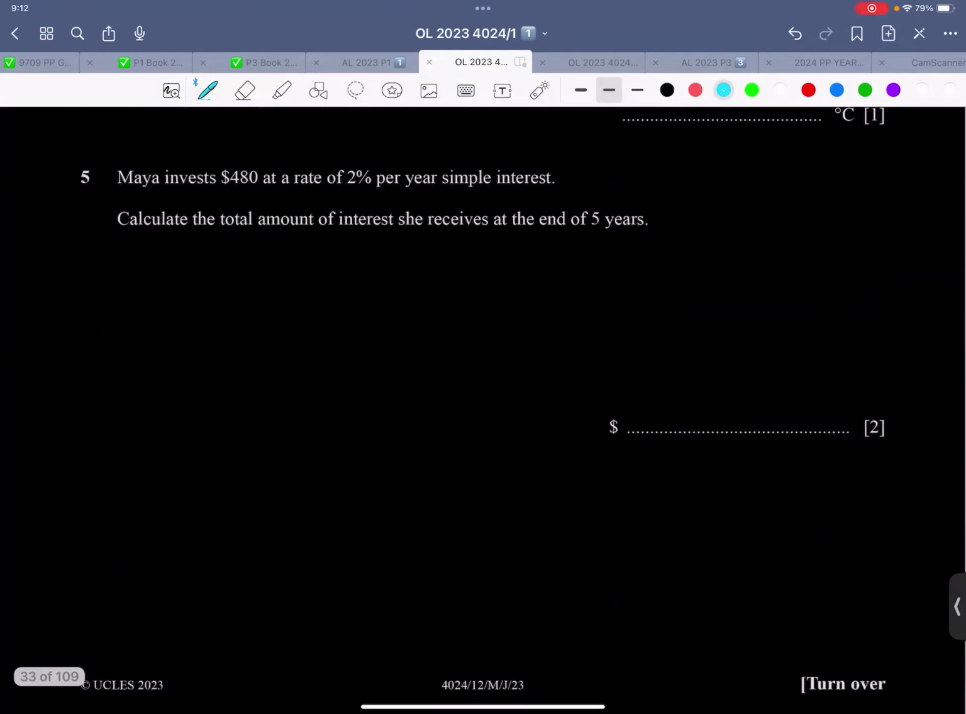Maya invests $480 at a rate of 2% per year, simple interest. So the formula is I = PRT over 100. P is the principal value, R is the rate, T is the time. Make sure if the rate is 2% per year, then the time period should also be in years.